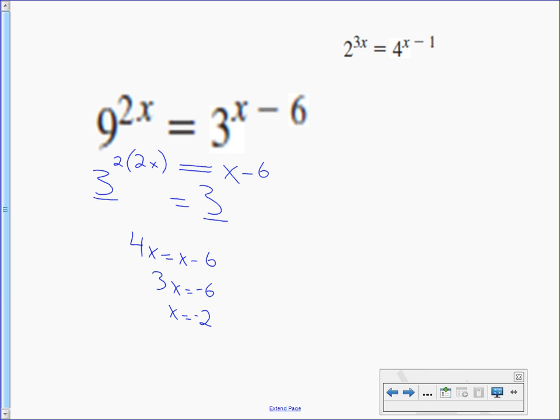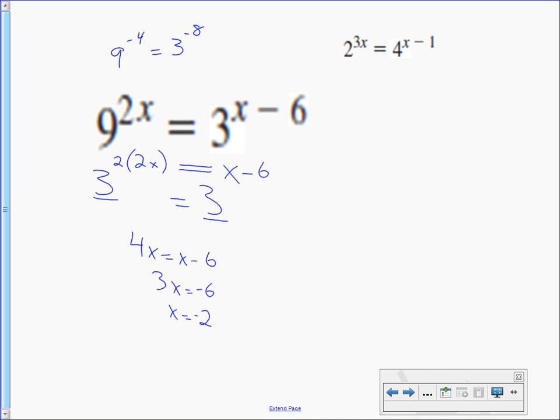You get -2. Okay. So does 9 to the -4 equal 3 to the, what was that? To the -8. Does that equal each other out? It will. It will.